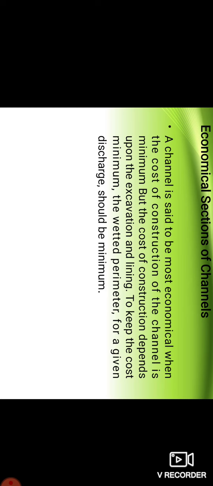For a most economical rectangular section there are two conditions: its breadth is equal to 2 times the depth, as well as the hydraulic mean depth M is equal to D by 2. We have already derived this in a previous video. Now let me discuss the most economical trapezoidal section.